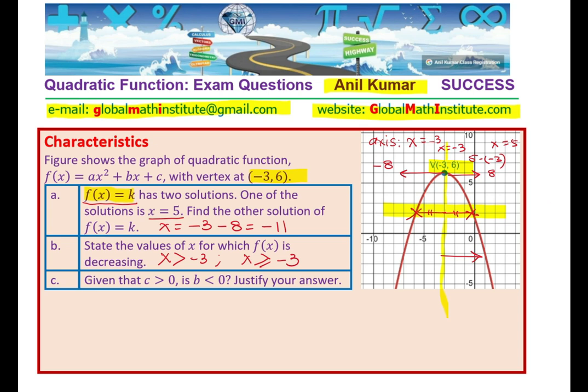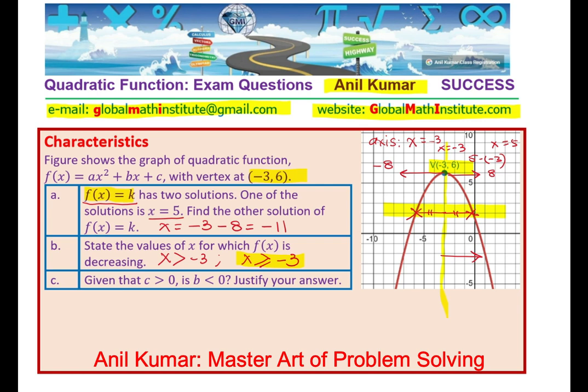Now the question is, should we include or should we not include -3? It's a big question. I prefer to include it, but both are right answers, okay? So that also helps to understand the ambiguities which we have sometimes.